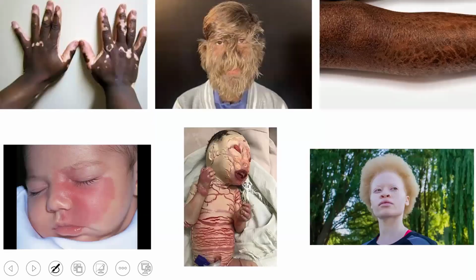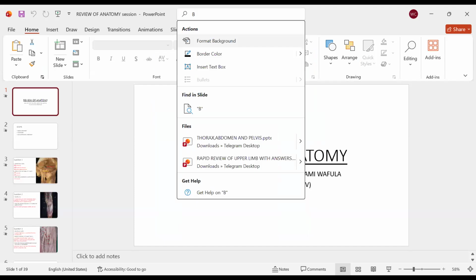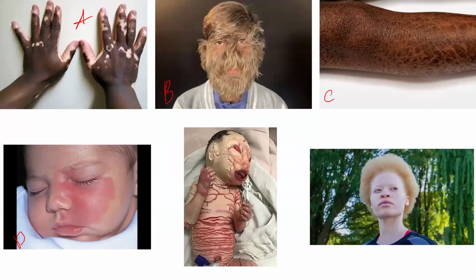Okay, name these ones. A, B, C, D, E, and F. What's A? A is vitiligo. Please know the anatomical basis. What is the embryological basis of vitiligo? Guys, what is the embryological basis of A?